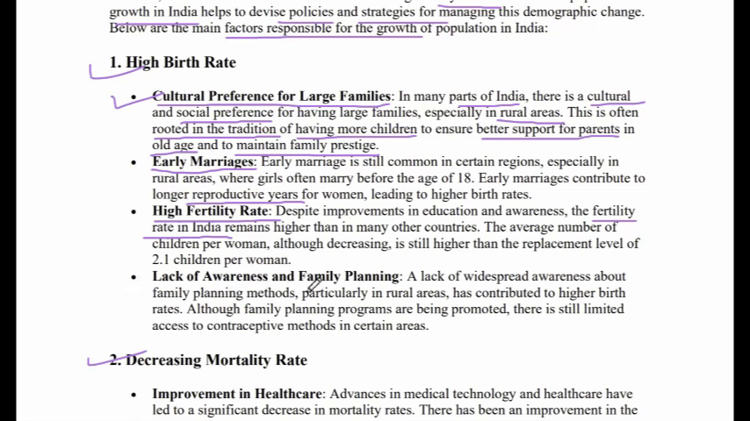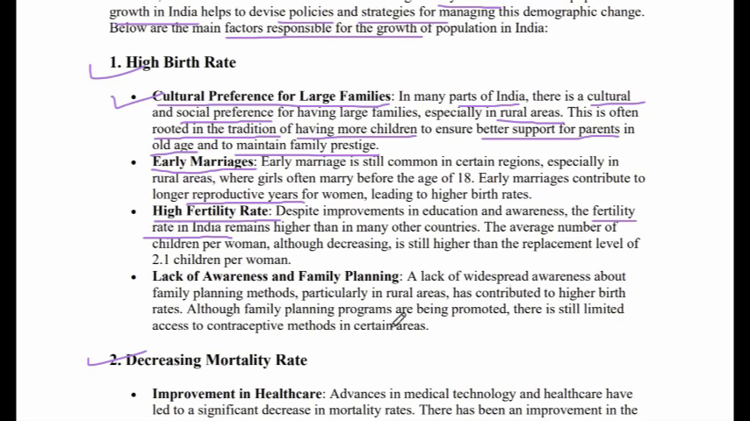There is a lack of awareness and family planning. A lack of widespread awareness. Although the government is taking many efforts in spreading awareness about family planning methods, and it has been going on since independence also, we see a lot of this awareness being spread in urban areas, but more so in rural areas. Even then, in spite of that, there is higher birth rate.